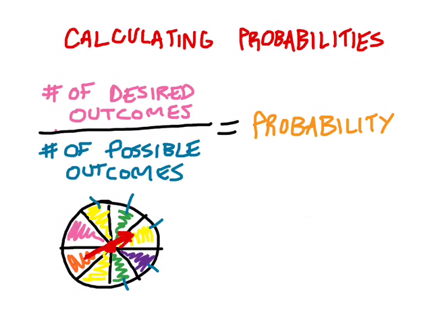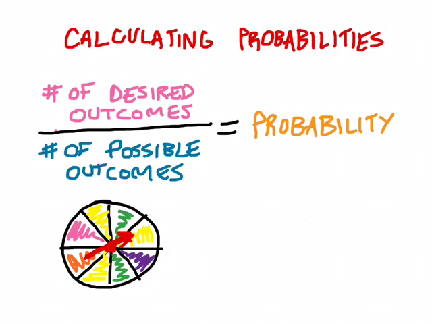A common mistake is to count the colors and think, okay, there's yellow, that's 1, there's purple, there's green, there's orange, and there's pink. So there's 5 things that can happen. This is not true. There's 8 spaces, so there's 8 things that can happen.